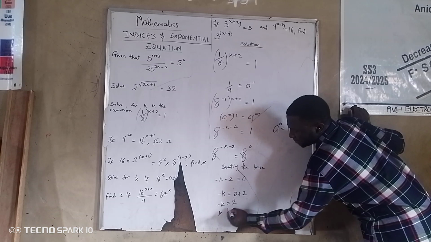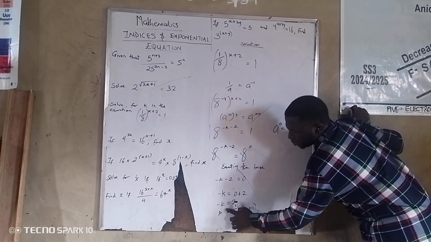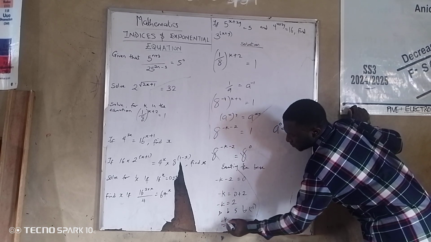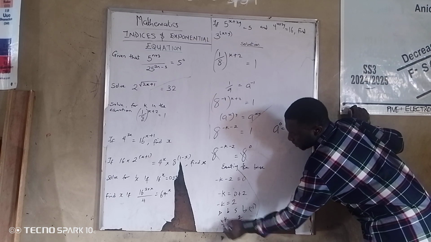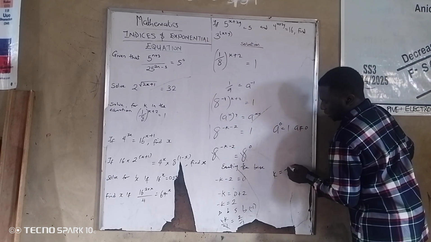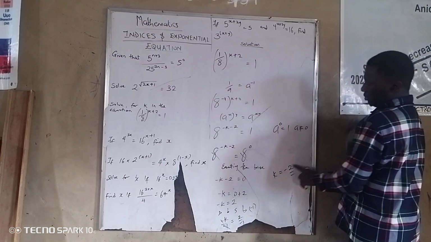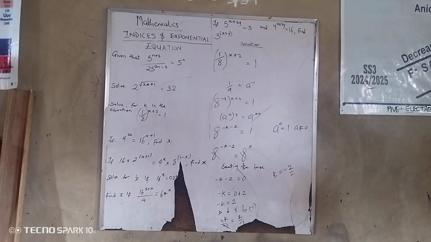Divide both sides by minus 1. Minus 1 is the coefficient of k here. When you divide both sides by minus 1, you have minus k over minus 1 equals 2 over minus 1. So minus 1 cancels the minus on k, and the answer will be 2 divided by minus 1. The answer will be minus 2, because plus divided by minus is minus, and 2 divided by 1 is 2. So k is minus 2. That's for now.